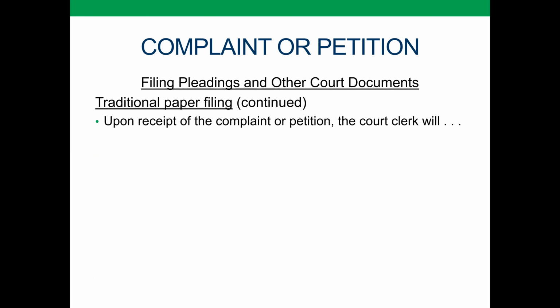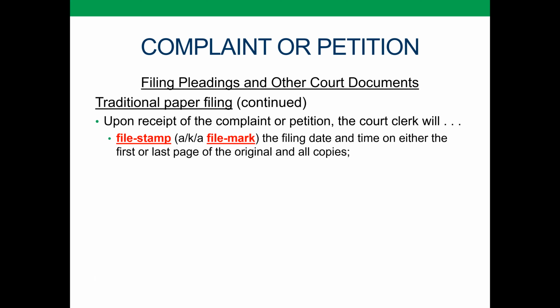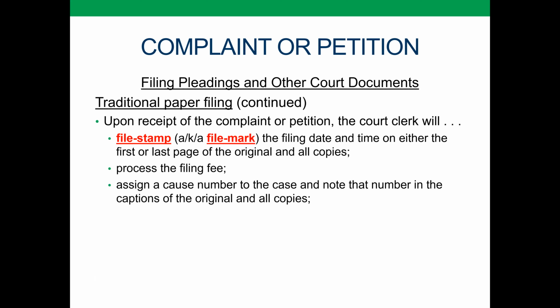So once the clerk gets this complaint or petition on paper, the clerk will file stamp it. That is with a machine usually that will stamp the date and time of filing. The court will process the filing fee, and then the clerk will assign a cause number to the case and will note that number either by hand or with a stamp in the captions of the original petition and the copies that were sent with it.